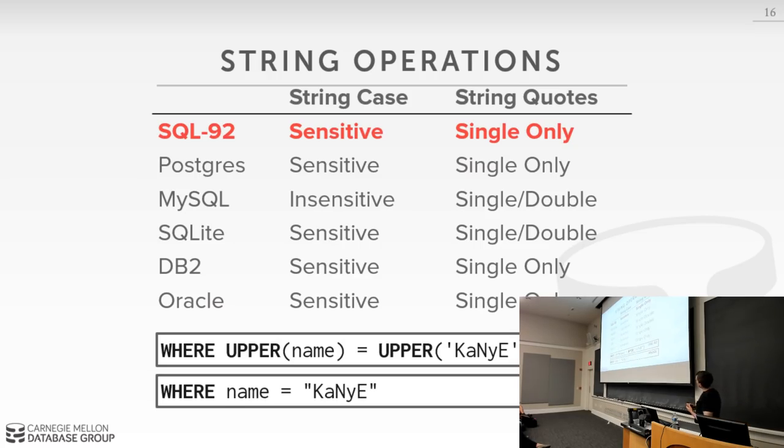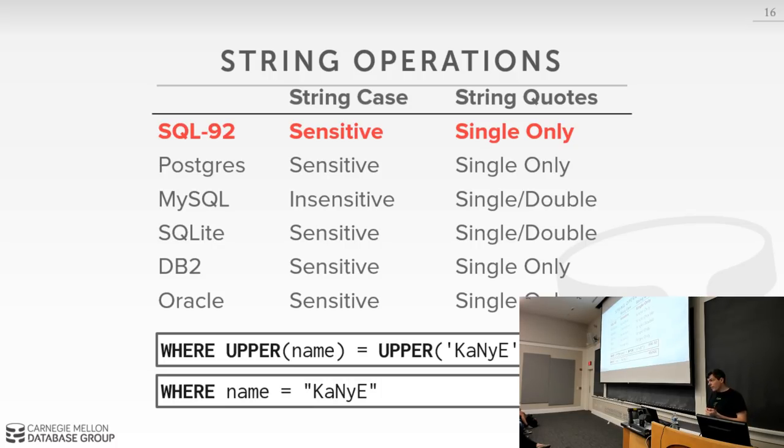So the next thing we want to talk about is how to handle strings. This is a table that summarizes the different variations of how strings are handled in different database systems. The SQL standard says that all strings, like varchars, chars, text fields, have to be case sensitive, and the way you declare them is with single quotes. Most systems follow this. The oddballs are both MySQL and SQLite. In SQLite, the strings are case sensitive, but you can use both single and double quotes to demark them. In MySQL, it's case insensitive, and you can use either single or double quotes.